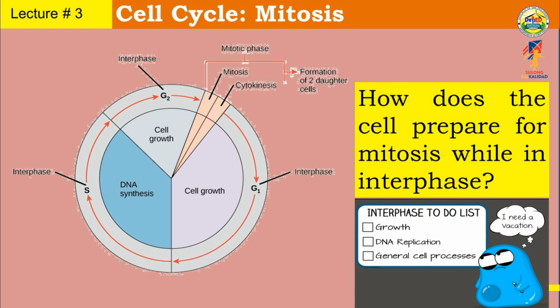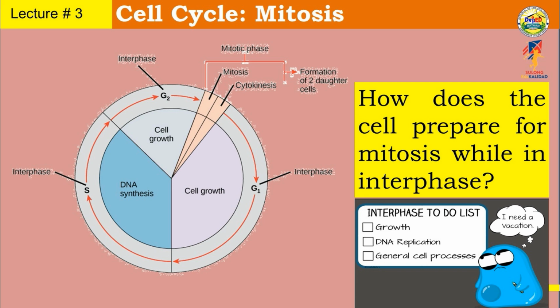The question is, how does the cell prepare for mitosis while in interphase? Interphase is the part of the cell cycle through which the cell undergoes normal growth processes while also preparing for cell division. In order for a cell to move from interphase into the mitotic phase, many internal and external conditions must be met. The interphase is the longest part of the cell cycle, typically about 90% of the total time of the cell cycle.